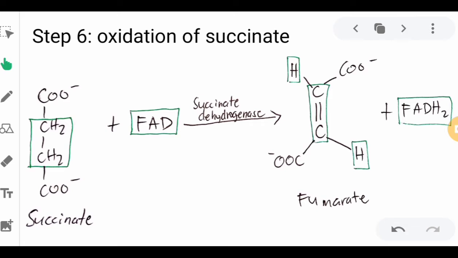Next step is step 6, or the oxidation of the succinate. When we say oxidation, again, we will be removing a hydrogen ion here. So the coenzyme that will catalyze this one is the flavin adenine dinucleotide, the oxidized form. And we also have here the succinate dehydrogenase that will remove the hydrogen here. So it will remove two hydrogens, one from here and another one here.